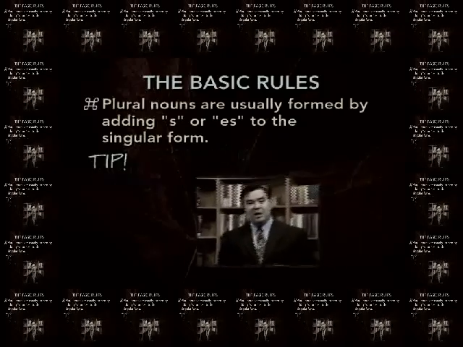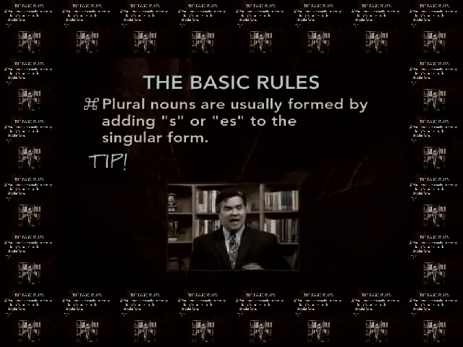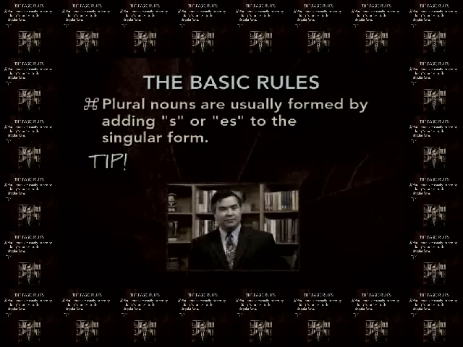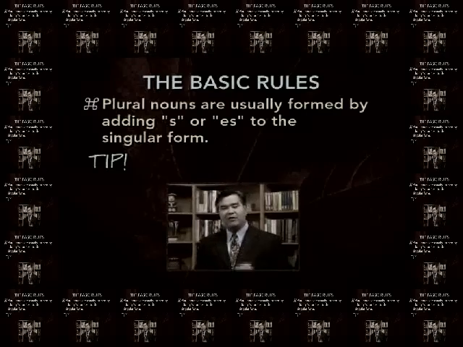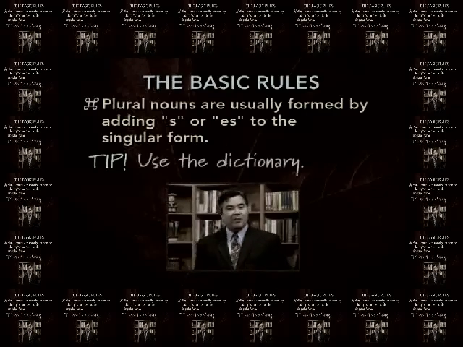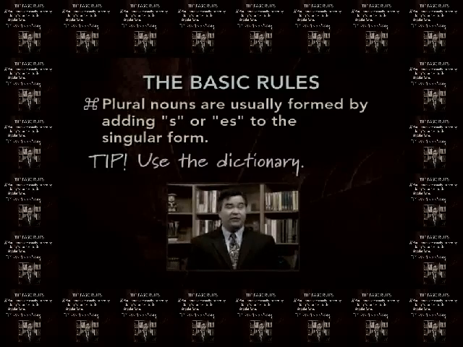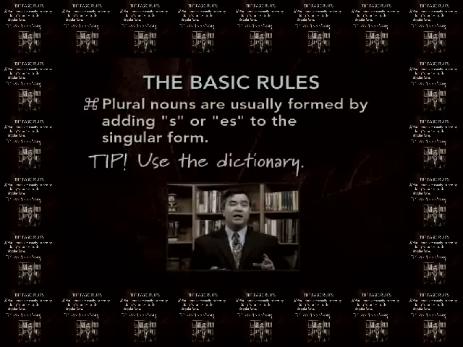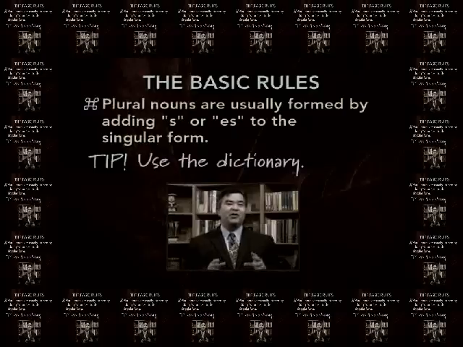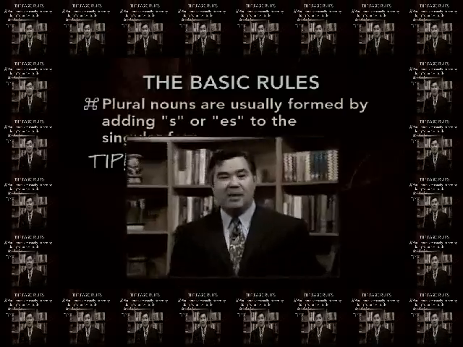Here's a tip. When you're writing an English sentence and you have to use a plural word, and you're not certain how to form the plural, look it up in your dictionary. You'll find that for any word where the plural is formed in an unusual way, you'll be told exactly how to form it. But again, the vast majority of words in English are turned from singular to plural simply by adding s or es at the end.